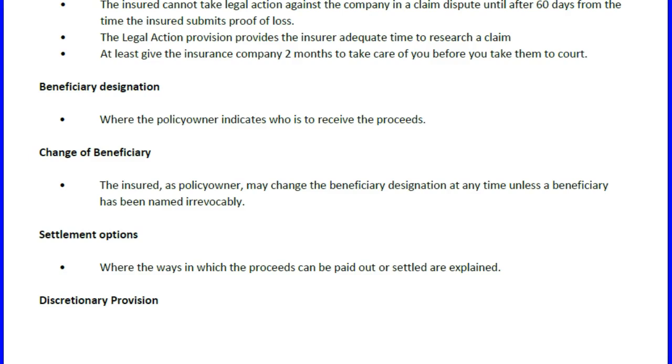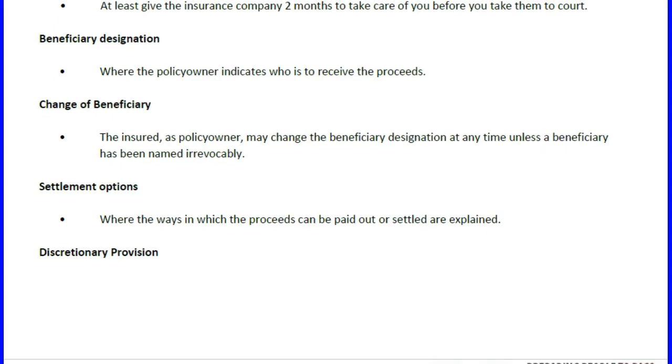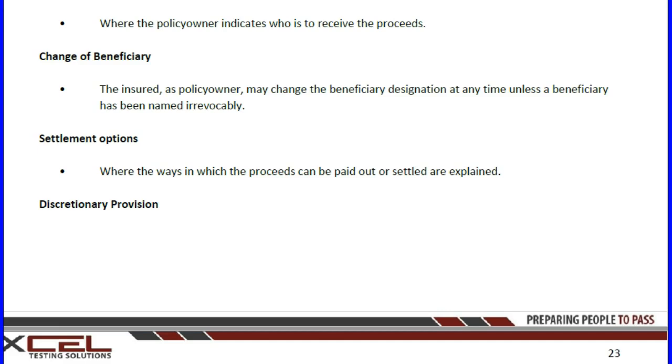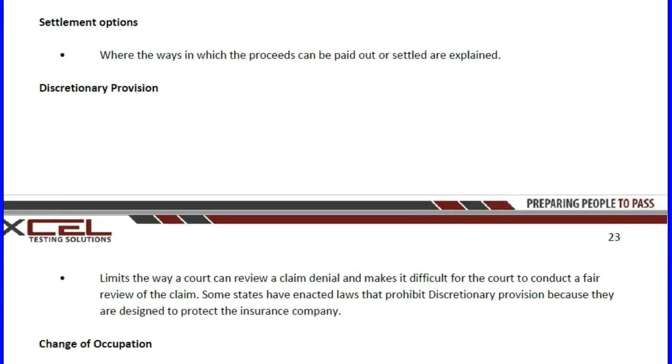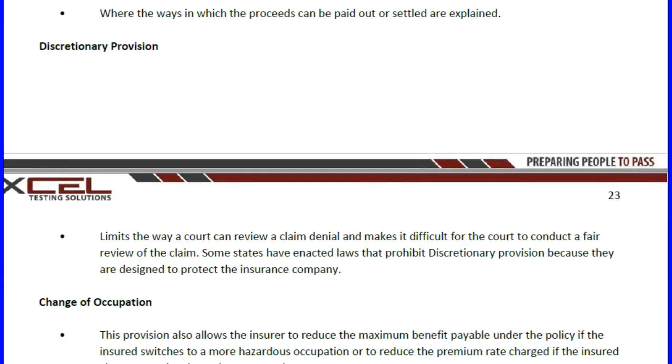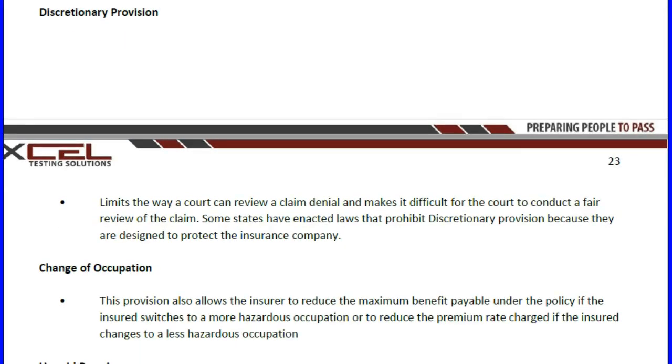Beneficiary designation, where the policy indicates where the proceeds will go. Change of beneficiary, the insured as policy owner may change the beneficiary designation at any time unless the beneficiary has been named irrevocably. Settlement options, the ways the proceeds will be paid out. The discretionary provision limits the way a court can review a claim denial.